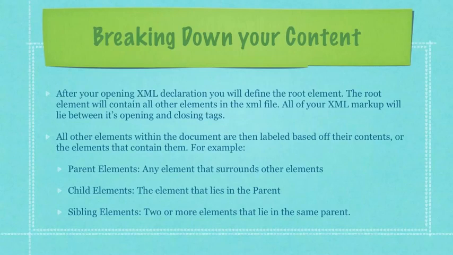All other elements within the document are then labeled based off their contents, or the elements that contain them, for example. Parent elements are any element that surrounds other elements. Child elements are the elements that lie in the parent elements. And sibling elements are two or more elements that lie in the same parent element.